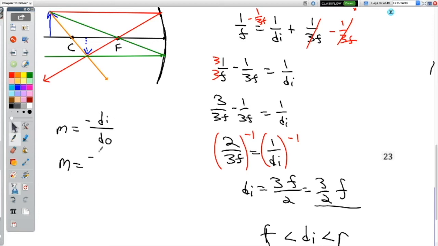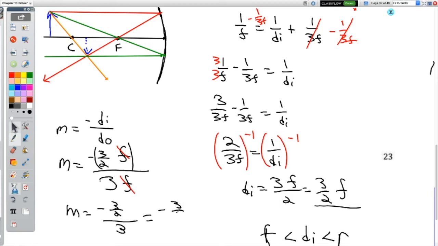Well, DI we just found if we make DO 3F, which we're allowed to, because all that determines how the image forms is where it is relative to those things. We could make it 3, 4, 5, 6, 10F if we wanted, as long as we say we're beyond the center of curvature. So negative 3 over 2 F was DI, over DO, which we said was 3F. Look what I mean. Those F's cancel, and we get that the magnification is equal to negative 3 over 2 over 3, which is equal to negative 1 over 2.